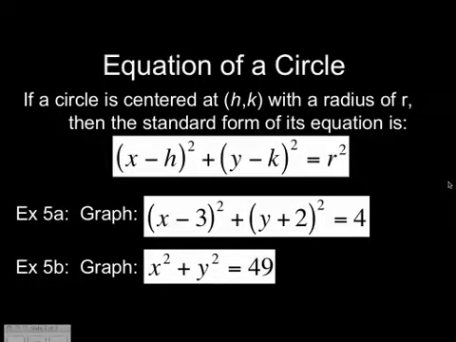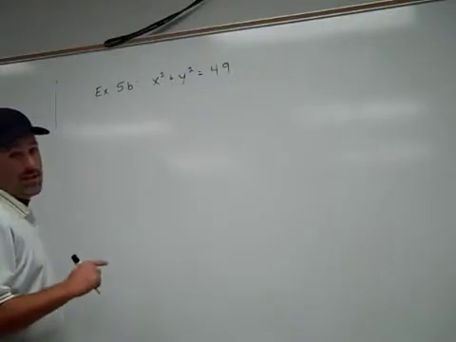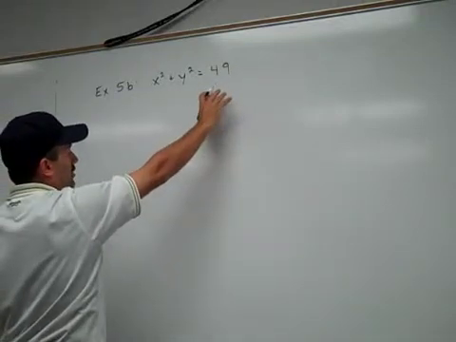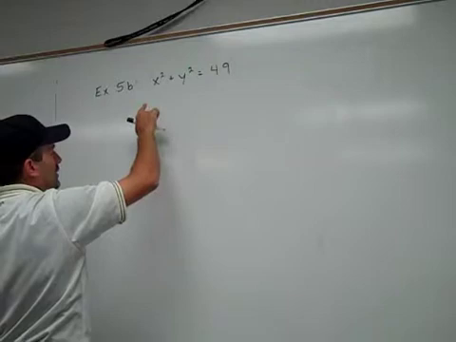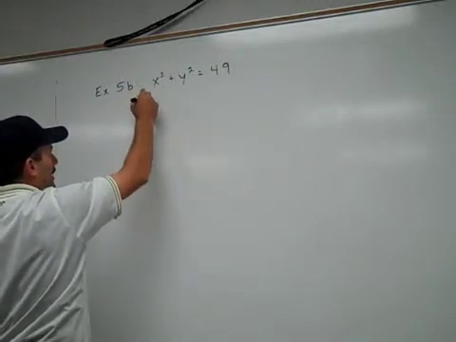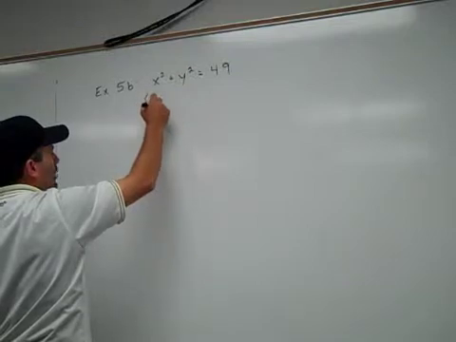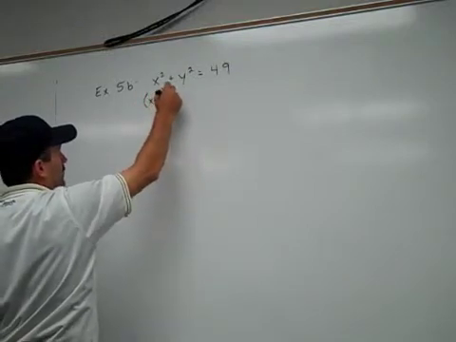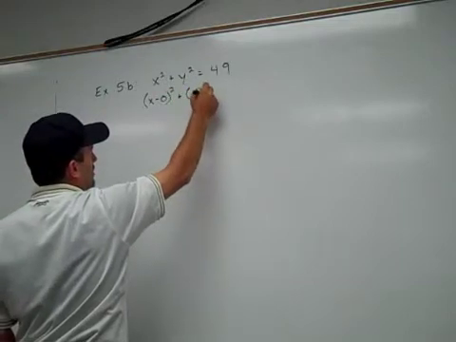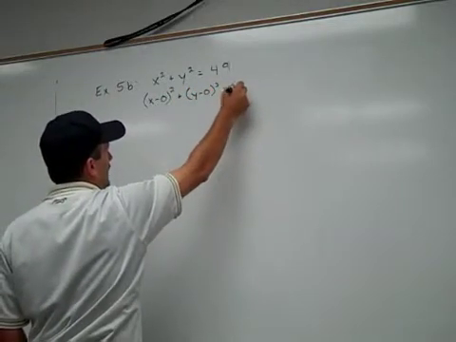Now we will graph x squared plus y squared equals 49. In the second part of example 5, again we have the equation of a circle. But this time it's a little bit different. In this case, as we look at this, you have to think about it this way. Once you see it once, you'll probably know it after that. But this is really x minus 0 squared plus y minus 0 squared equals 49.